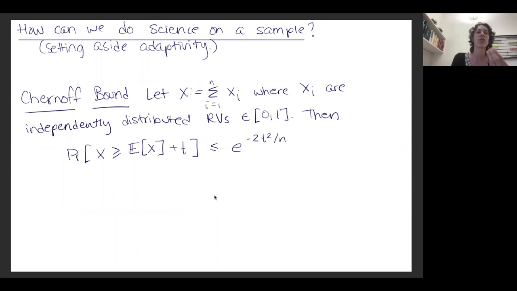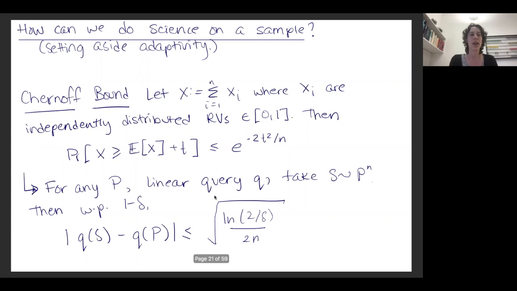Okay, so remember, Chernoff bounds tell you about the behavior of sums of IID random variables. And the implication is that if we're going to issue a single linear query and answer it according to the sample, then it's going to behave similarly to the underlying distribution, where, except for this delta failure probability, this square root of log 2 over delta over 2n is what's going to be the error term here. Okay.